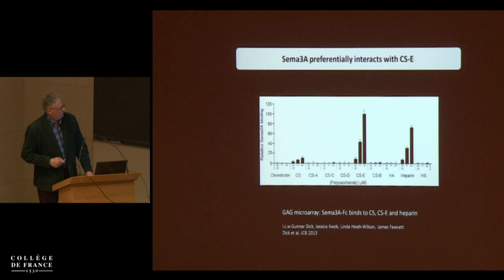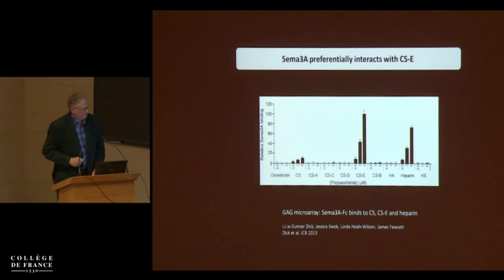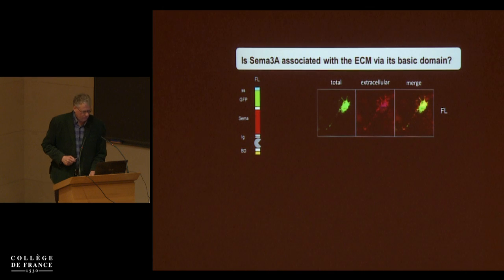In collaboration with Linda Wilson, James and Jessica, we also performed a GAG microarray, and there we observed very specific association of SEMA3A with CSE and with heparin, and very little association with CSA, CSC, CSD, and CSB. So that led us to address the question, how is SEMA associated with the ECM?